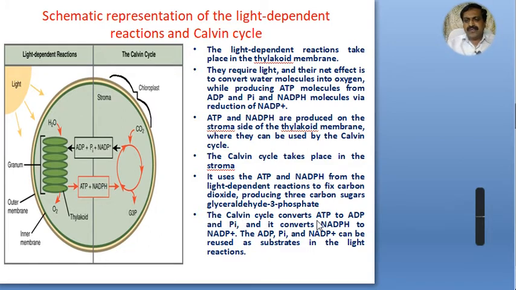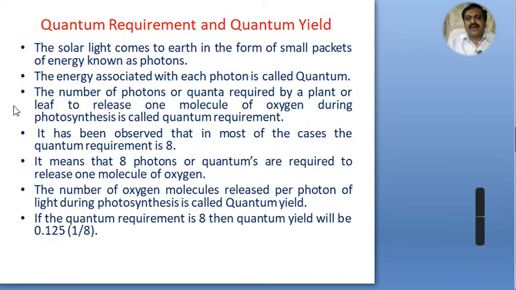The Calvin cycle converts ATP to ADP. Here it absorbs ATP and releases ADP. You can see here. And NADPH to NADP. See, it absorbs NADPH and converts it into NADP. The ADP, Pi and NADP can be reused as substrates in the light reaction. I told you already, these are accepted by the grana part of the chloroplast again to continue the cycle. This is how, in the same organelle, that is the chloroplast, both light dependent and light independent reactions take place. Moving on to the quantum requirement and quantum yield.